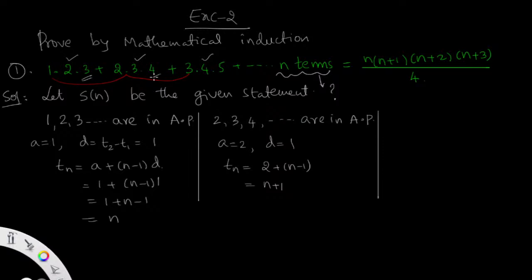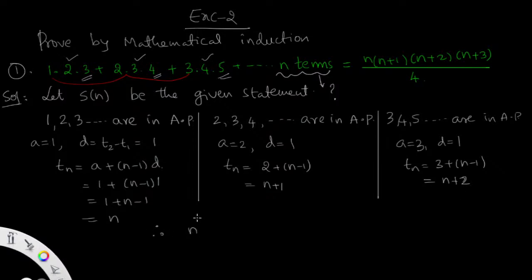The third values are 3, 4, 5. These are also in AP. So A equals 3 and D equals 4 minus 3, which is 1. So Tn equals 3 plus n minus 1, which means n plus 2. Therefore, the nth term of the series: the first term is in the form n, the second term is in the form n plus 1, and the third term is in the form n plus 2. This is the nth term of the series.